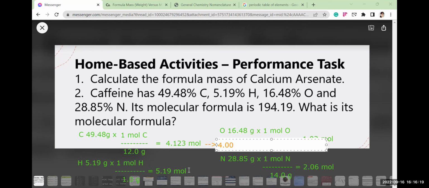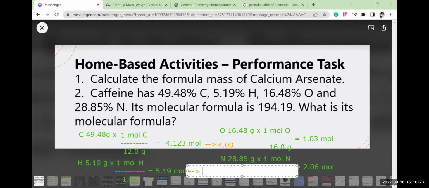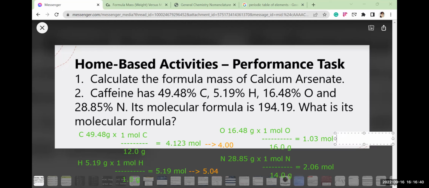4.002. Okay. How about itong 5.19? 5.04. Okay. And then how about yung 1.03? 1. Okay. How about 2.06? 2. Alright.